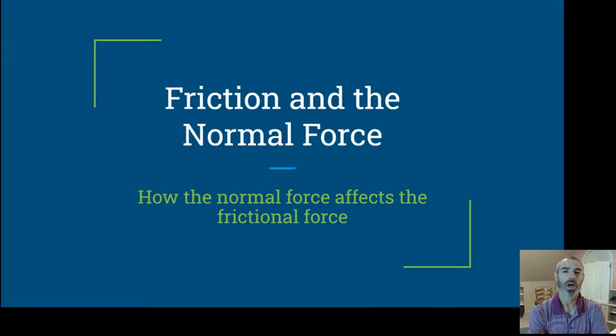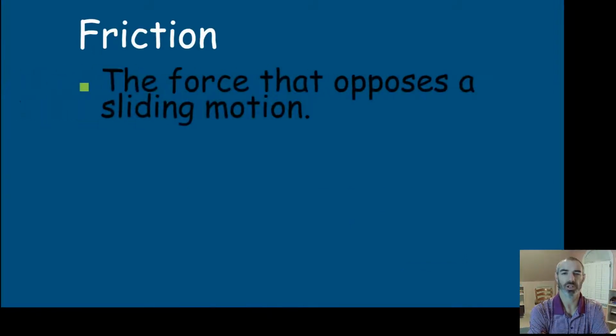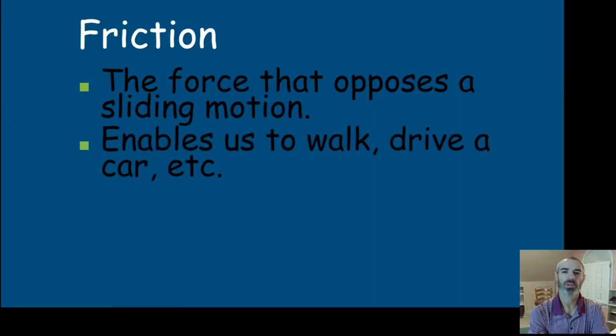Today in this video, we're going to talk about the relationship between the frictional force and the normal force and how it's affected. So let's first define what friction is. We've been using this force, but what is it actually? It's the force that opposes motion, which we already knew. It also enables us to walk or drive a car. If we didn't have friction and we tried to walk, it'd be like walking on a treadmill. We're not getting anywhere. If we're trying to drive a car, it's like we're stuck in the mud or driving on ice.